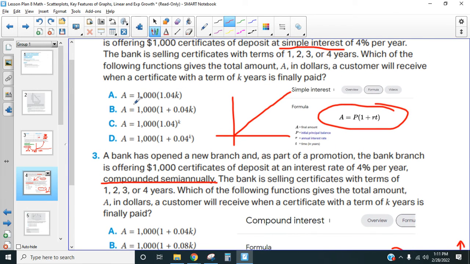Now, simple interest is up here. It is not exponential. It's not C or D. That's what I mean. You should be able to narrow these down. Give yourself 50-50 shot.